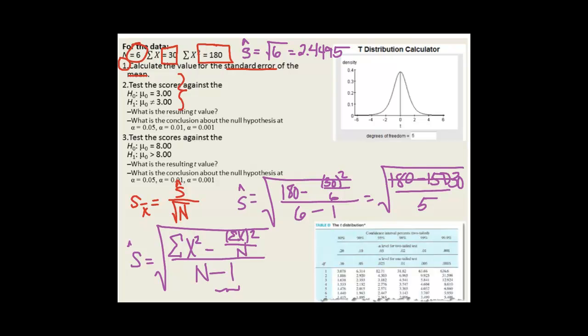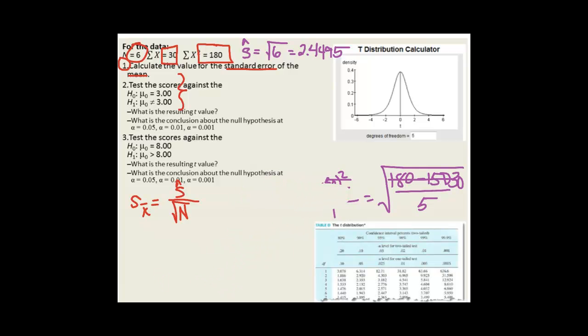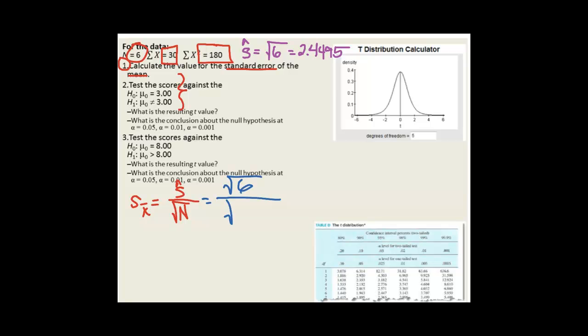Now that's not the value of s that I need though. Remember, I need s sub x bar because I've taken a sample mean, so I still need to take that s hat and apply it to the s sub x bar formula. I do that by simply taking s hat, which I'm going to write as root 6, and you'll see why in a second, over the square root of n, which is also 6. So the square root of 6 divided by the square root of 6 gives me 1. How convenient. So I now have the answer to number 1: s sub x bar is a value of 1.